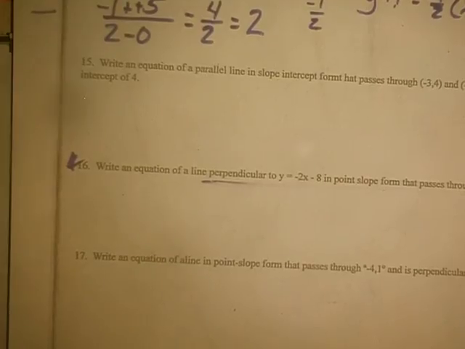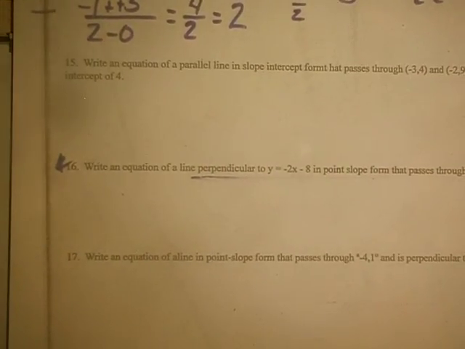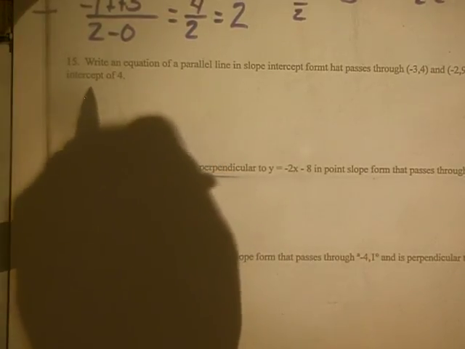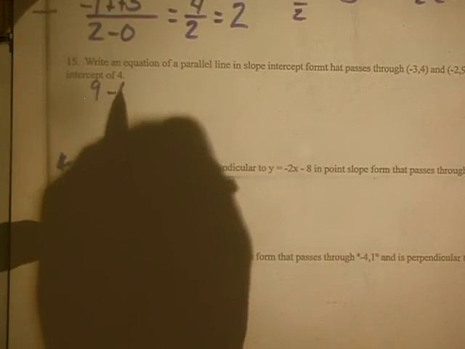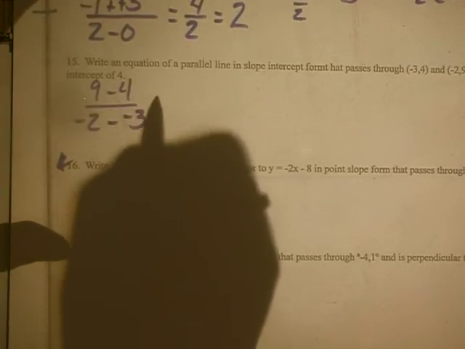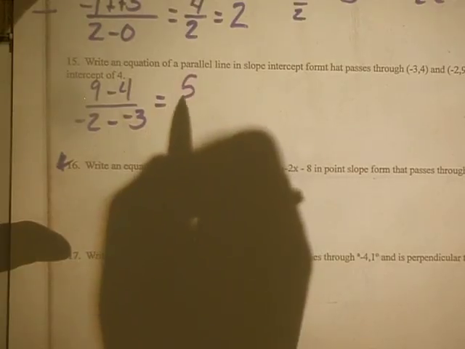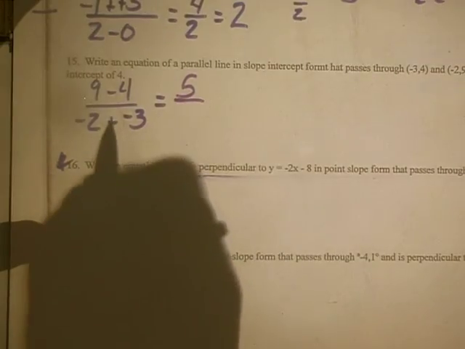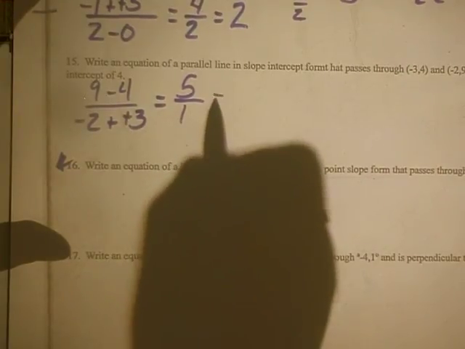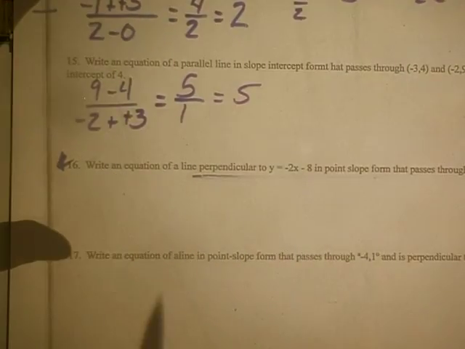Number 15 asks us to write an equation of a parallel line, slope-intercept form, that passes through those 2 points and has a y-intercept of 4. First of all, we have to do our slope. 9 minus 4 over negative 2 subtract a negative 3. That ends up being 5. If we simplify that, it's 5 over 1, so our slope is 5.